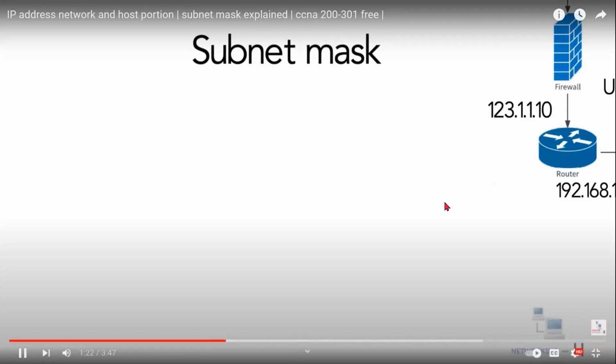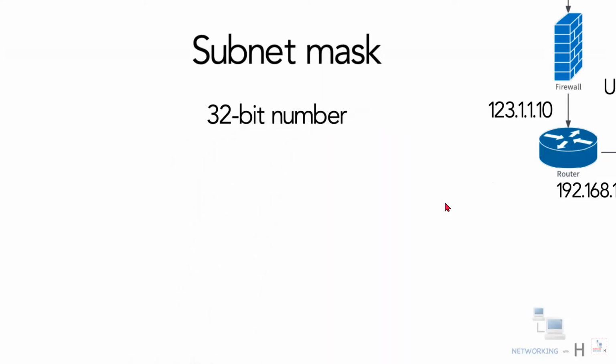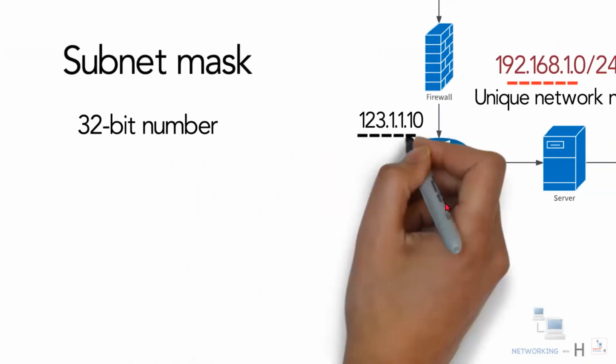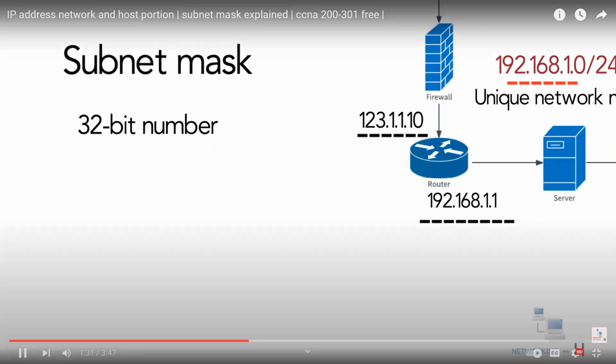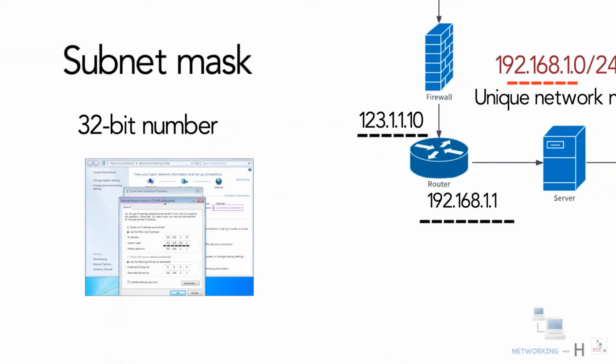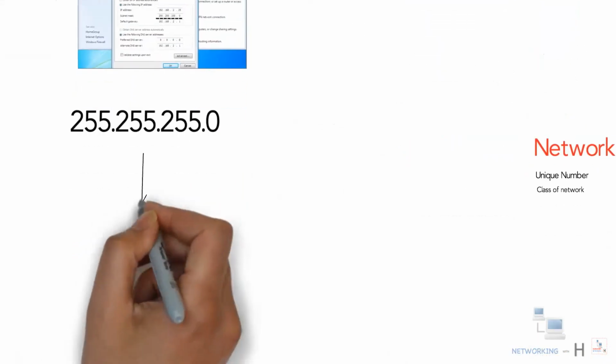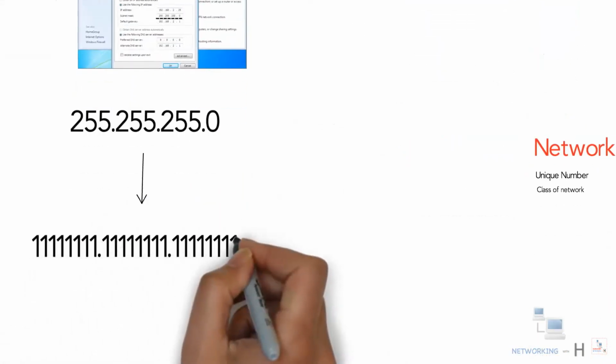This information is supplied in another 32-bit number called a subnet mask. When an IP host is configured, a subnet mask is assigned along with an IP address. Similar to IPv4 address, the subnet mask is represented in dotted decimal format for ease of use. Like the IP address, the subnet mask is 32 bits long.